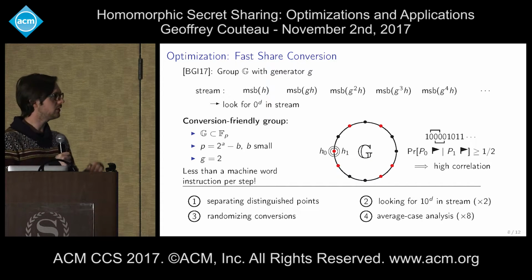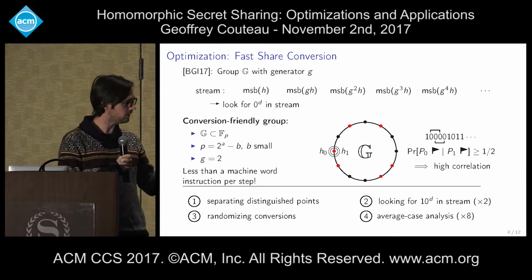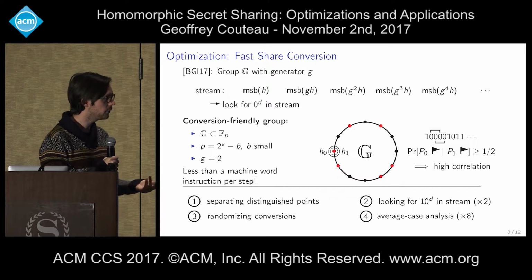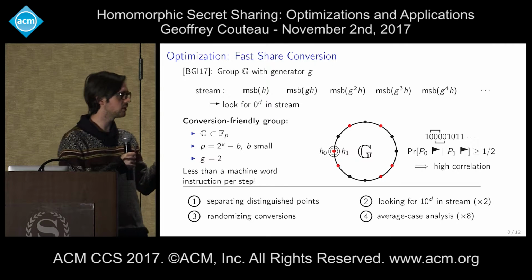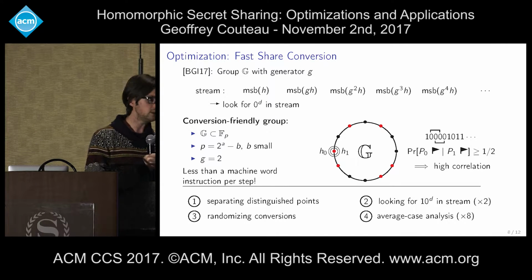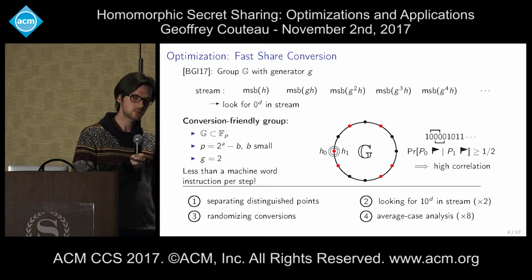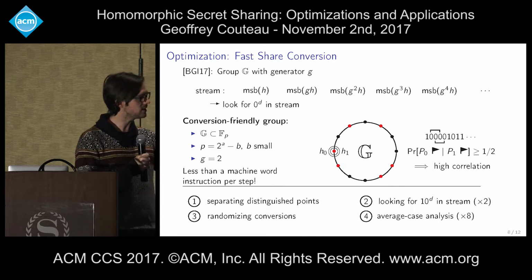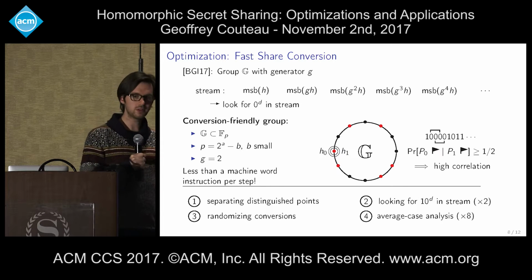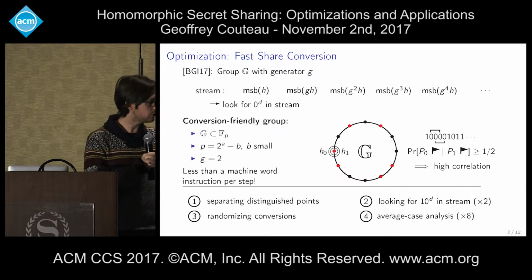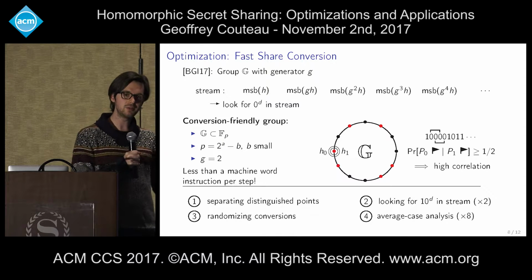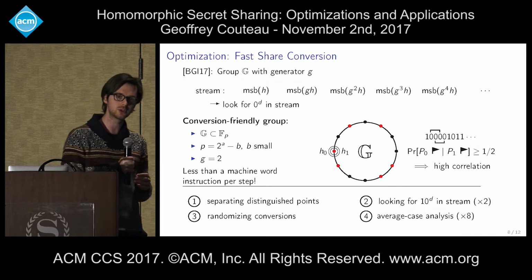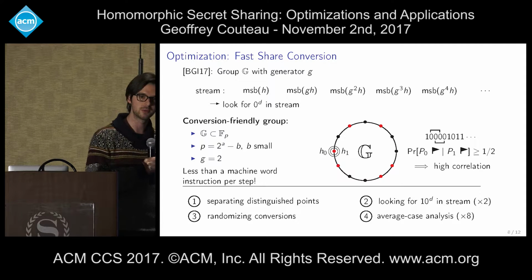And it turns out that if you do that and use some specific groups, then this can be made extremely efficient. How? Just take a group G, which is a subgroup of Fp, where p is very close to a power of 2. And now take your generator g to be just 2. Now multiplying many times by g is just doing some bit shift and possibly some small addition with p. That's very efficient, and in fact so efficient that you can implement it with less than a machine word instruction per step of the conversion procedure.